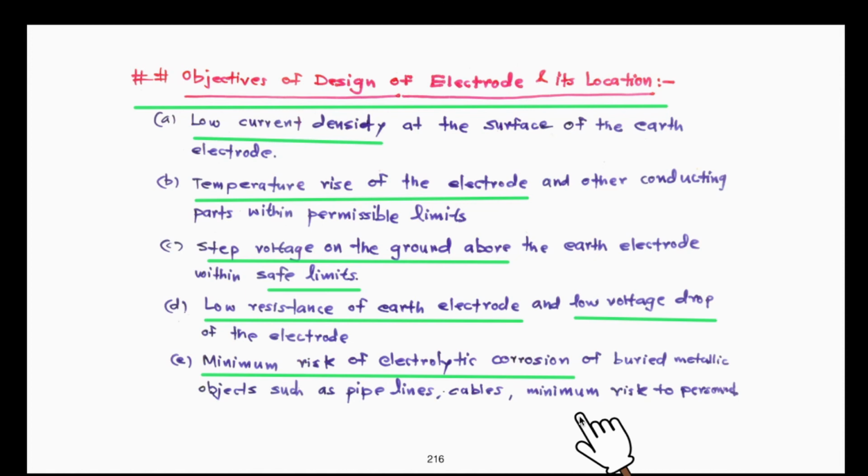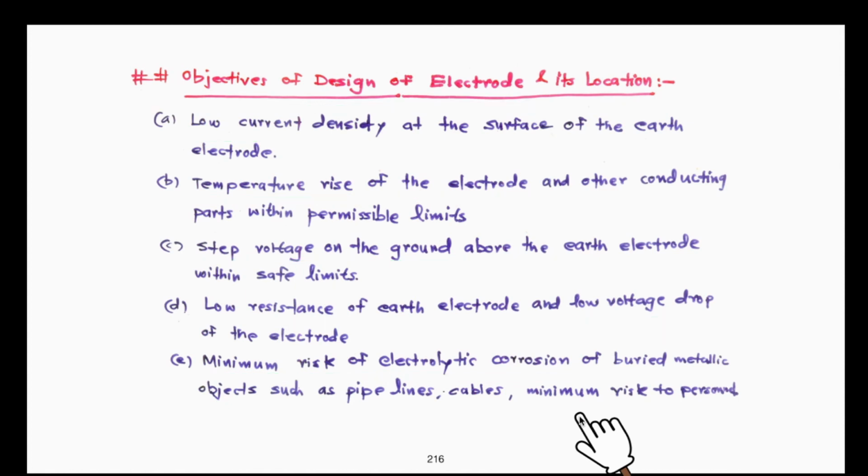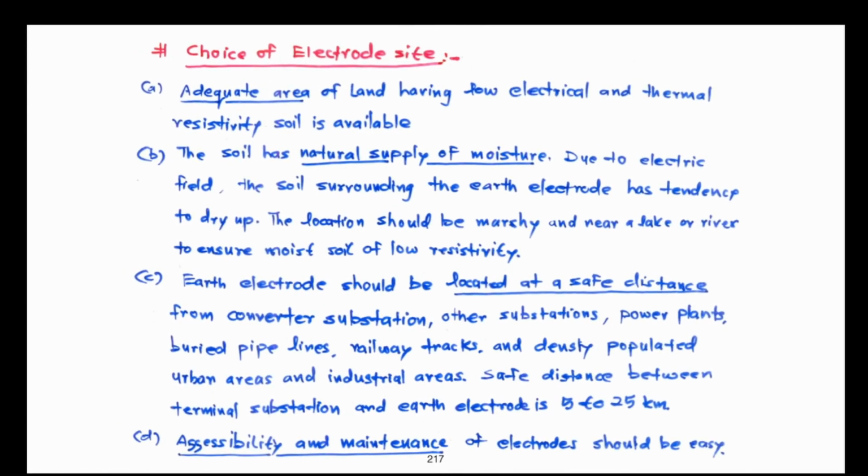Low current density, minimum temperature rise, step potential within step limit, low resistance of earth electrode, and minimum risk of electrolytic corrosion. Keeping these objectives in our mind, let us move ahead further. Now we come to yet another important aspect of earth electrode design, and that is the choice of proper electrode site.